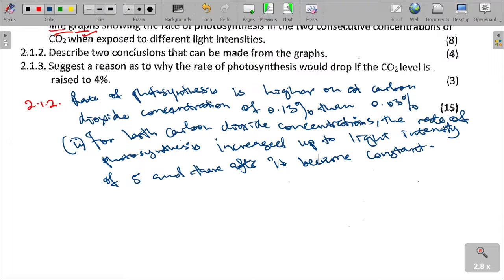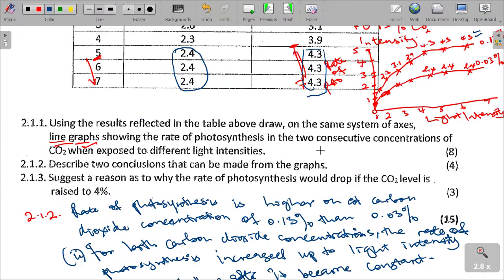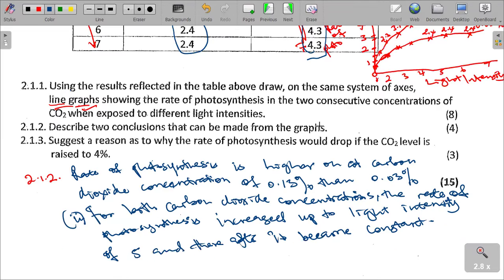So in questions such as this, you are supposed to conclude not on your thinking, but you are just telling the examiner what you are seeing on the graph. You are just saying what the graph is showing. You don't decide, you don't think. You are giving the representation of the results. So in both cases of carbon dioxide concentration, the rate of photosynthesis increased up to light intensity of 5, and thereafter it became constant, that we can see.